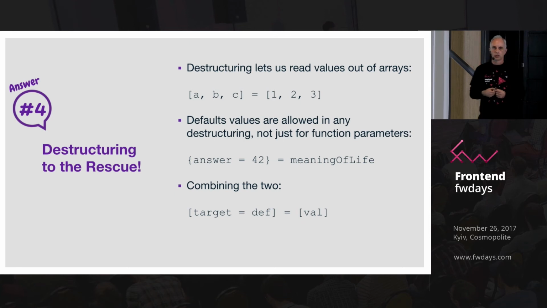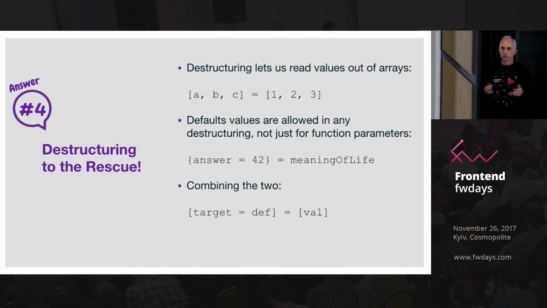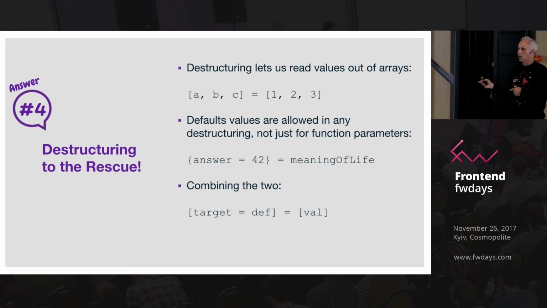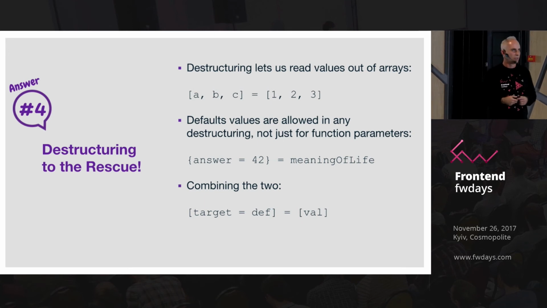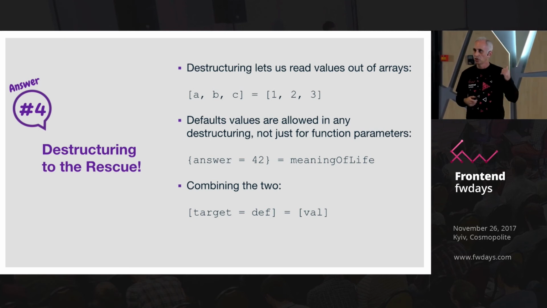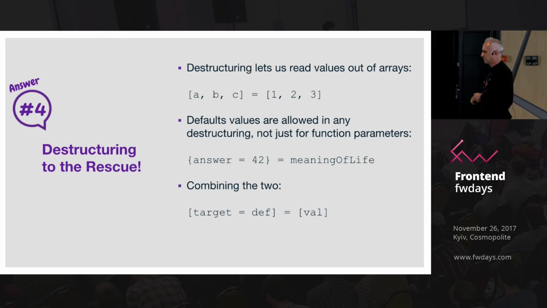And here's the solution. Basically, what happens is I put val into an array and I destructure it into the other. So I basically take val into target. But if val is undefined, I use the default value, which is def, and that gets assigned into target. Cute, no? Yeah, it actually does work. I tested it before I came here.